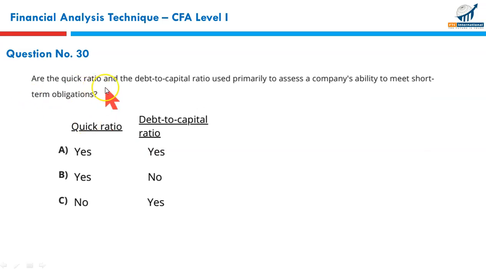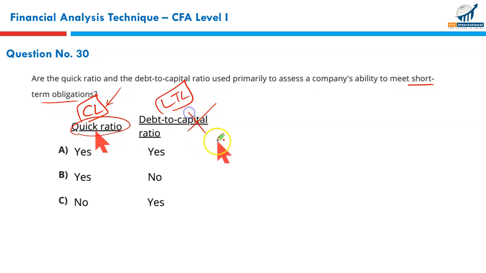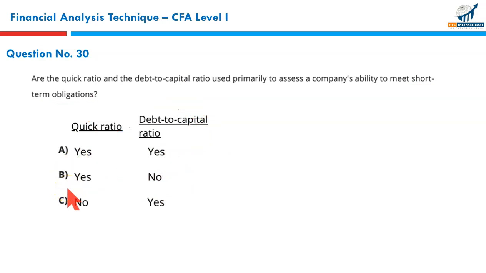Next, are the quick ratio and debt to capital ratio used primarily to assess the company's ability to meet short-term obligations? Quick ratio is used to calculate the company's ability to pay current liabilities. Remember, the quick ratio assesses the company's ability to pay current liabilities. The debt to capital ratio assesses the company's ability to pay long-term liabilities. So yes, short-term obligation payment ability is assessed through the quick ratio, but not through the debt to capital ratio. So it's a yes, no combination. That makes B the correct option.